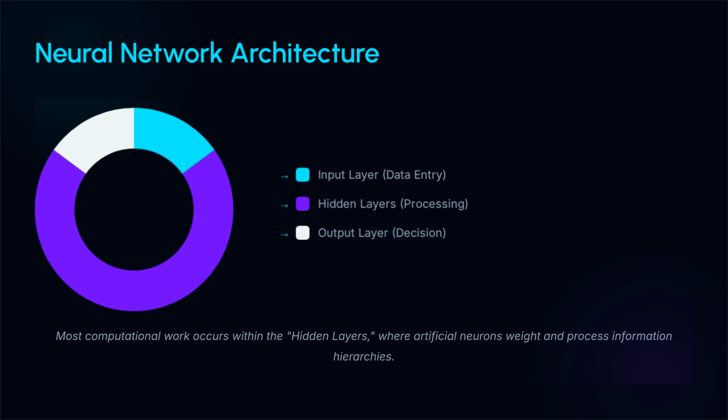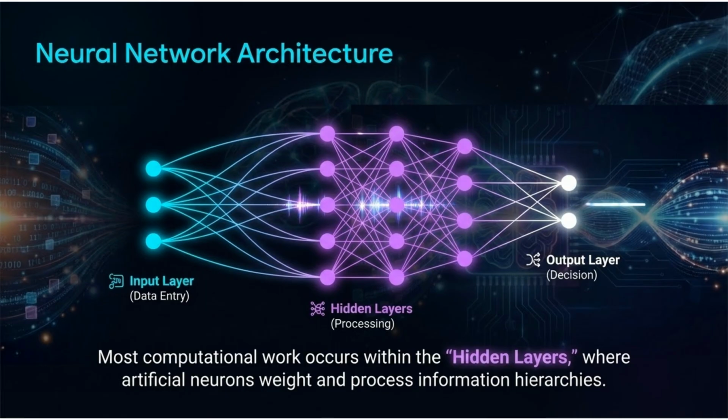The neural network architecture processes data through three stages: the input layer, the hidden layers for processing, and the output layer for decision-making. The core of the work happens in the hidden layers, where artificial neurons process information hierarchies and assign weights.